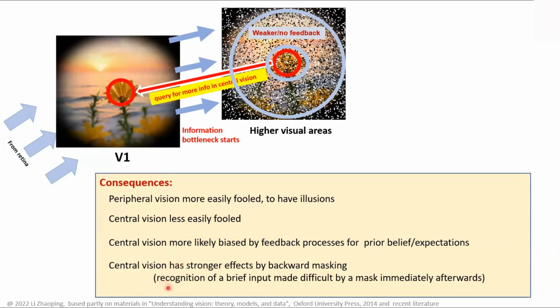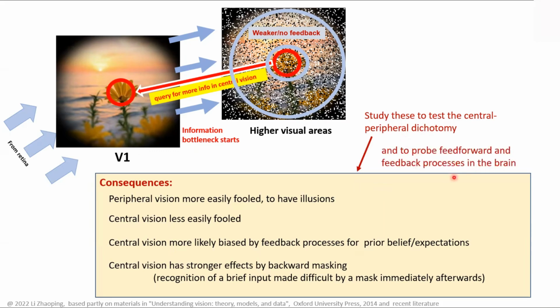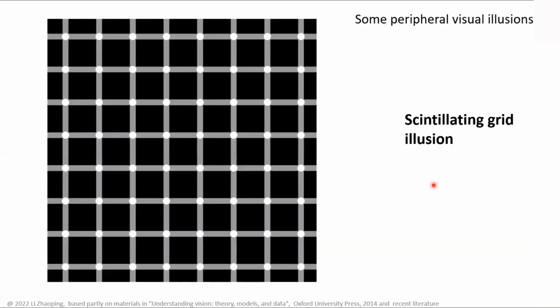What would you do? You're going to get confused, right? And so central vision is going to suffer for these things. It's called backward masking. This is the psychological study of feedback. And you can say central vision should suffer from that more than peripheral vision because peripheral vision does not go back. And just whatever you tell me, it's a stick figure, I believe it. Yeah. So let's see. We can study this to test our central peripheral dichotomy and to probe feedforward and feedback process in the brain. So do you see?